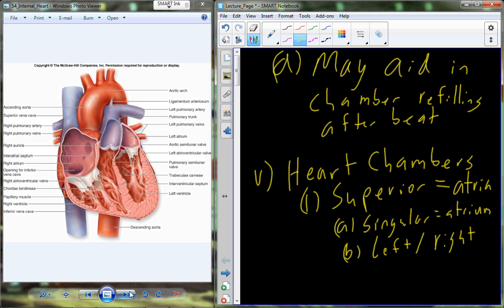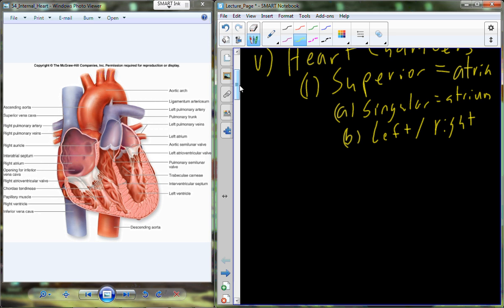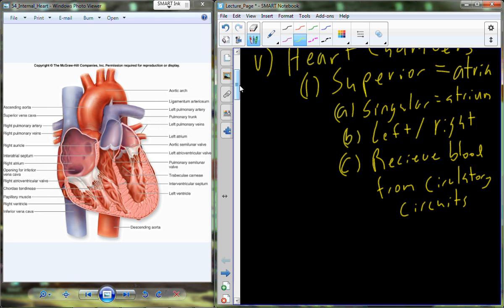So superior chambers will be left atrium and right atrium, or the left and right atria. The atria are going to receive blood, specifically from the circulatory circuits. So in this picture, right atrium is on this side, left atrium is on this side. The right atrium is going to accept blood from the general circulation from the superior and inferior vena cava. Those are the large vessels that lead into the right atrium.